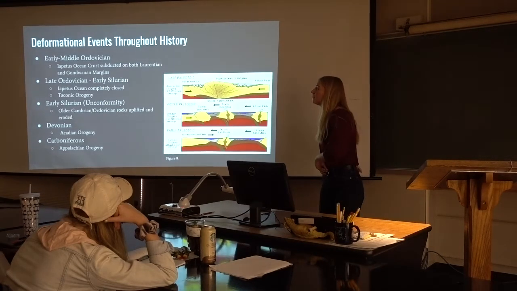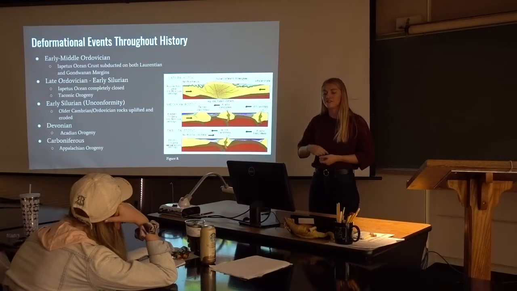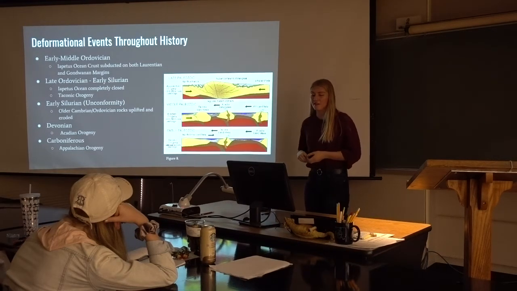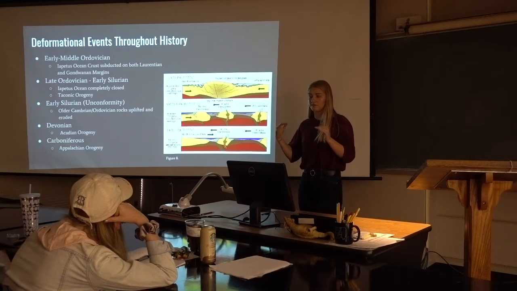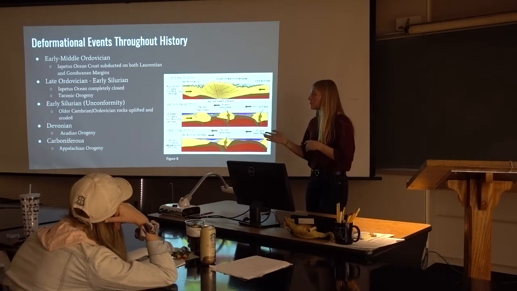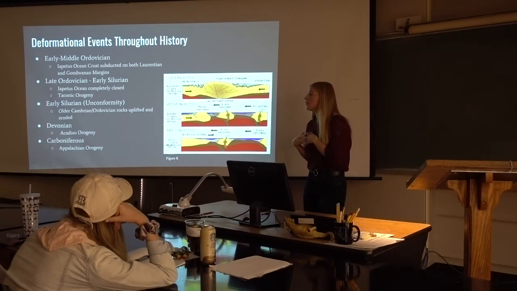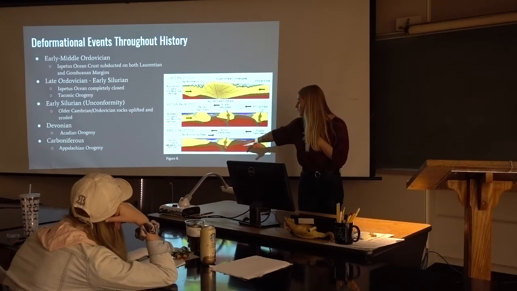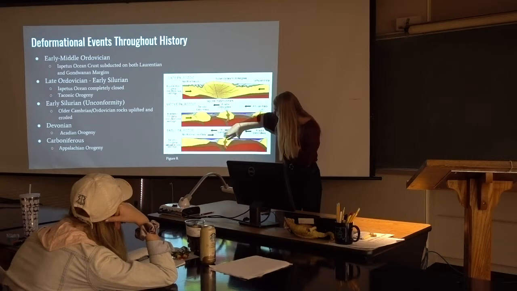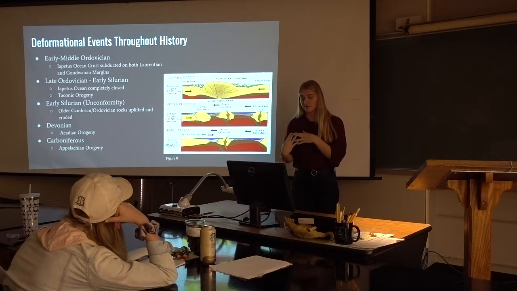So moving to the deformational events throughout history, in the early to middle Ordovician, the Aegitis ocean crust started subducting on both margins, so that was sort of the beginning of the suture. And then in the late Ordovician, by the end Ordovician, early Silurian, it was completely closed with the tectonic orogeny, which we see down here. So that's the ocean and the two continents fully sutured together in a subduction zone.